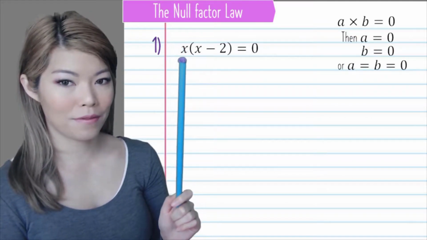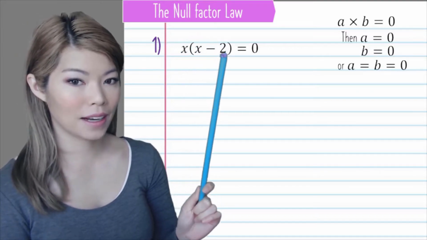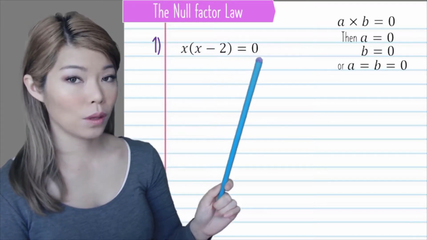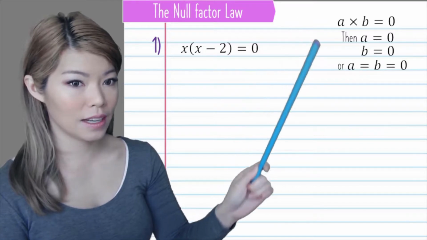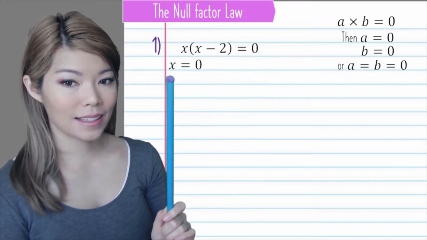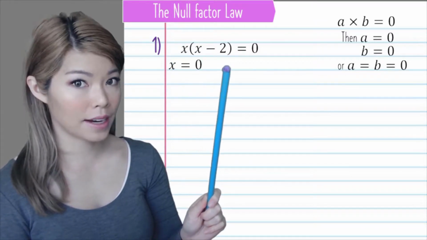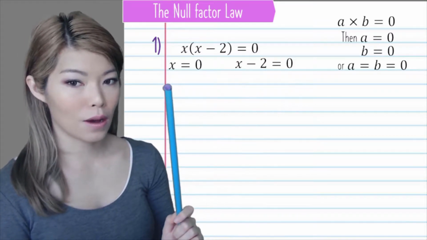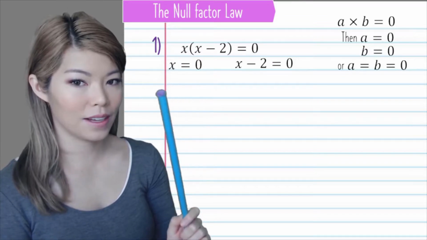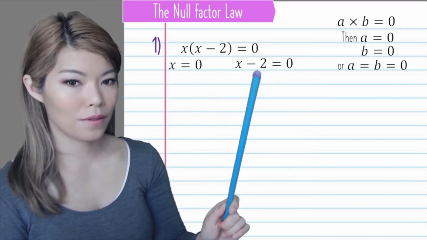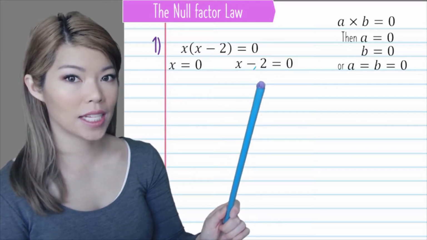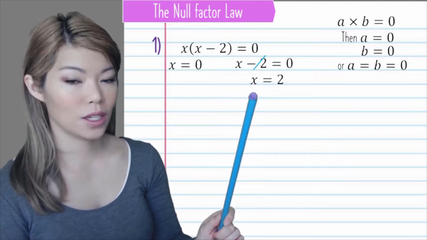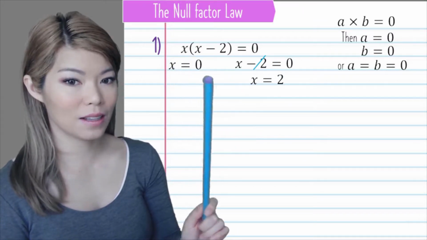So we have a factor here, x, and another factor, x minus 2, and they multiply to give 0. So using the null factor law, that means x is equal to 0, or the other factor, which is x minus 2, is equal to 0. And we can solve. Well, for that one, it's already given, x is 0. And for that one over there, we bring the 2 to the other side, and we get x is equal to 2. So it gives us the solutions.